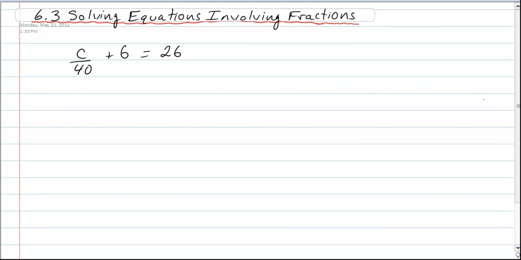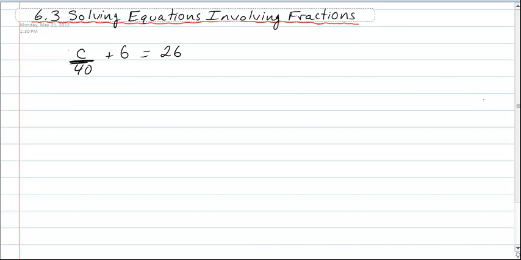This tutorial will take a look at how to solve equations that involve fractions. So we see that c over 40 here plus 6 equals 26. Alright? This c over 40 right here is the same as c divided by 40. That's how you can read this line right here, as a divided by sign. Alright? So we'll remember that.